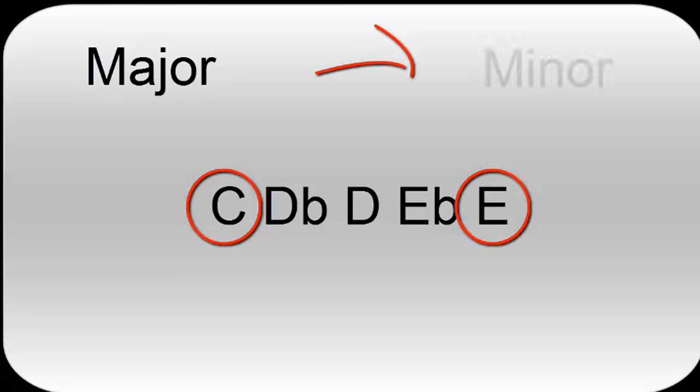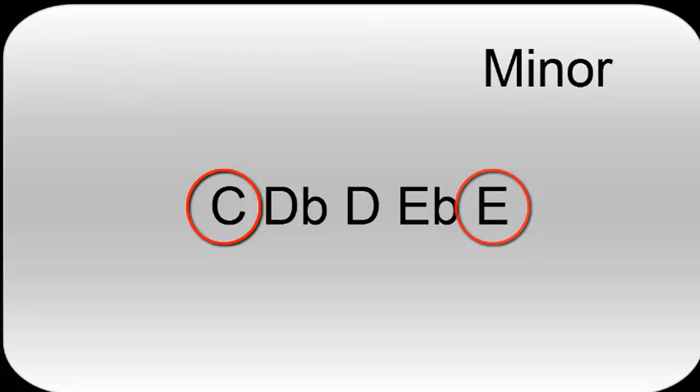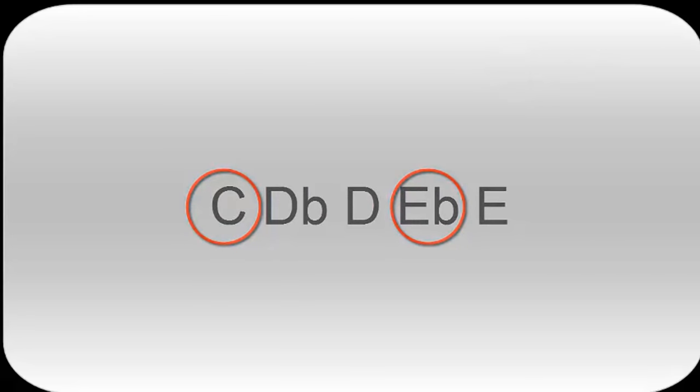Anytime you have a major interval and you want to make it minor, just lower the higher note by one half step, making the overall distance from the first note to the second a half step smaller. This works for all major intervals. If you make that distance one half step smaller, it will become a minor interval.